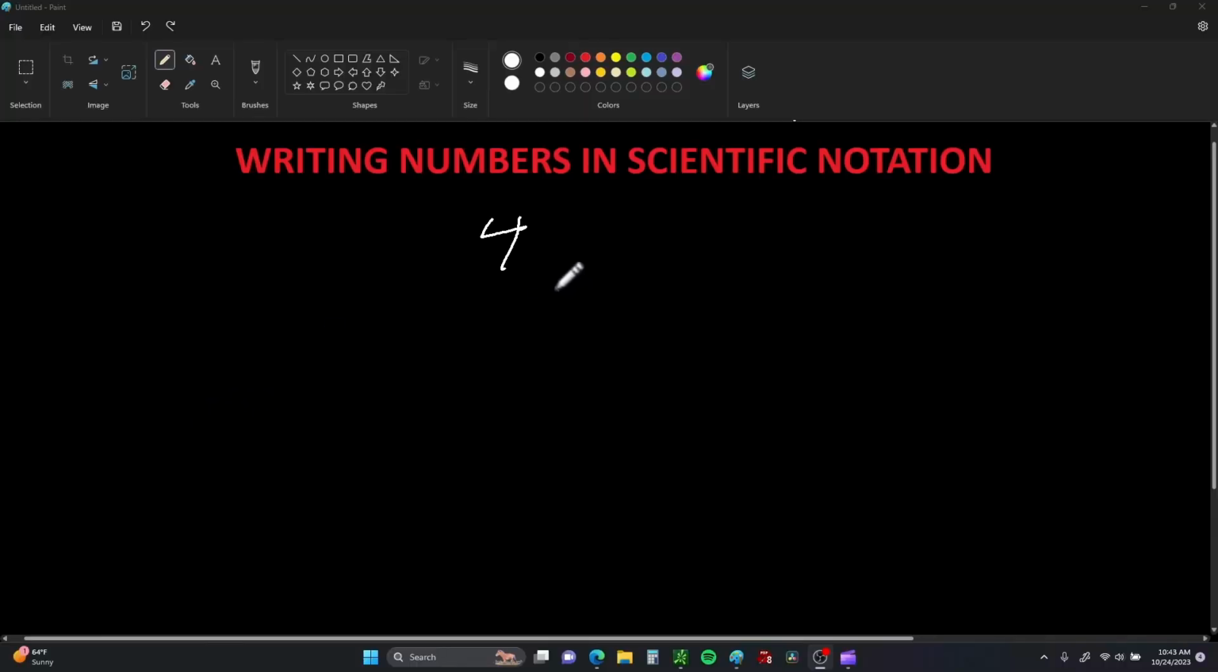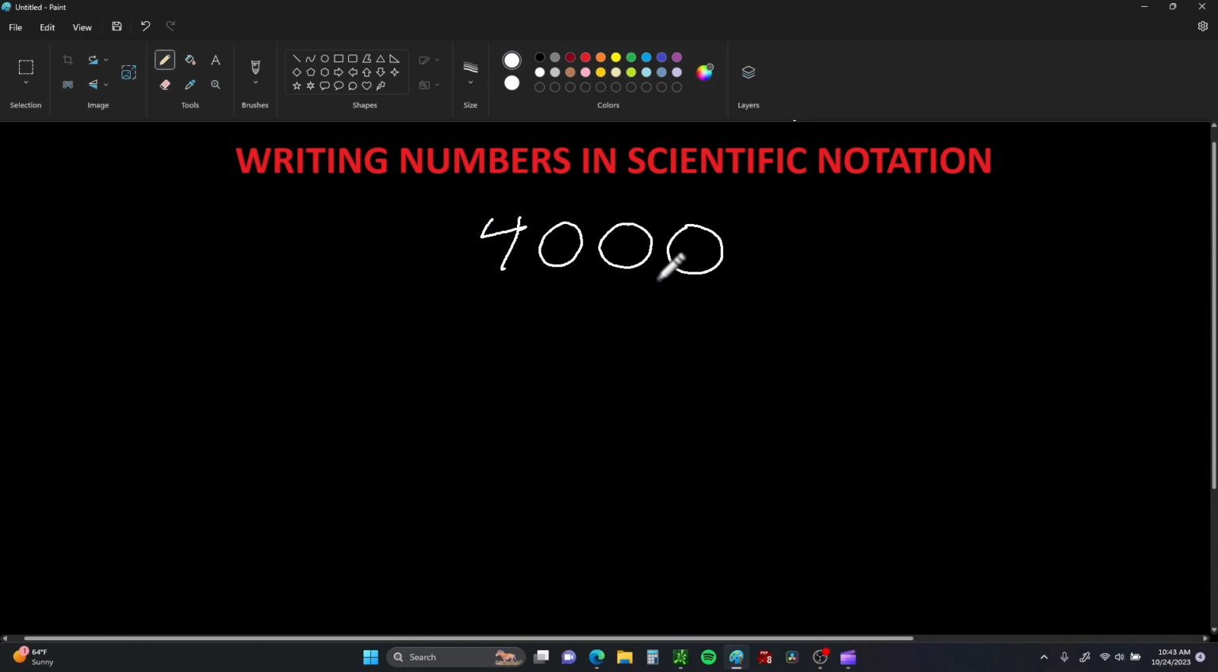Let's say that I have the number 4 and I was to add a 0. What I did here was I multiplied by 10. And then I add another 0. What I'm doing is I'm multiplying by 10. And yet another 0, I'm multiplying by 10.